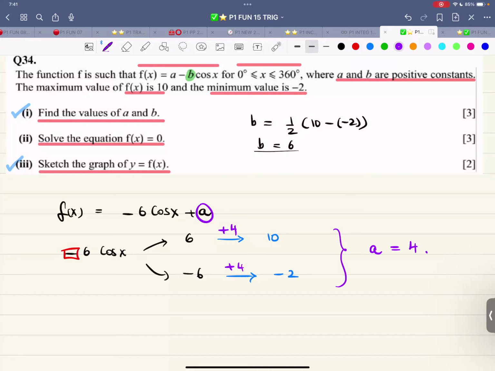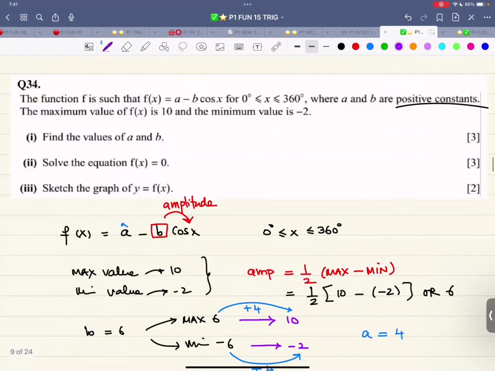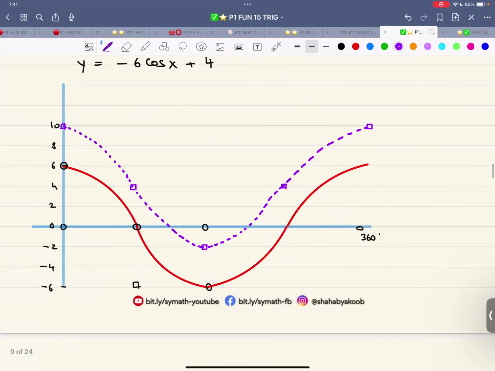So I hope everyone got this correct. As far as sketching the graph is concerned, let me show you the working. That's right over here. So this is negative 6 cosine x. The red one, that is negative 6 cosine x. One cycle in 360 because the coefficient of x is 1. And then we are adding 4 over here. So 6 becomes 10 and negative 6 plus 4 becomes negative 2.